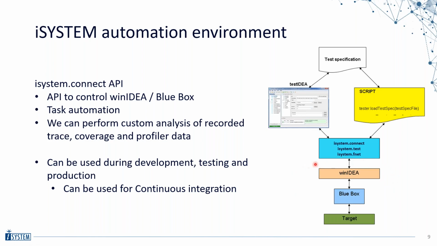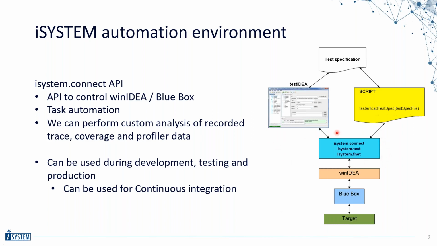And then on top of that, we have several APIs. isystem.connect API, this is how to automate our debugger. isystem.test API, this is how to perform testing like stubbing, reporting, and isystem.fnet, it's how to automate external fnet devices like CAN, LIN, and also we have a kind of operating system inside the winIDEA, like the trigger system and so on. All those things can be automated.